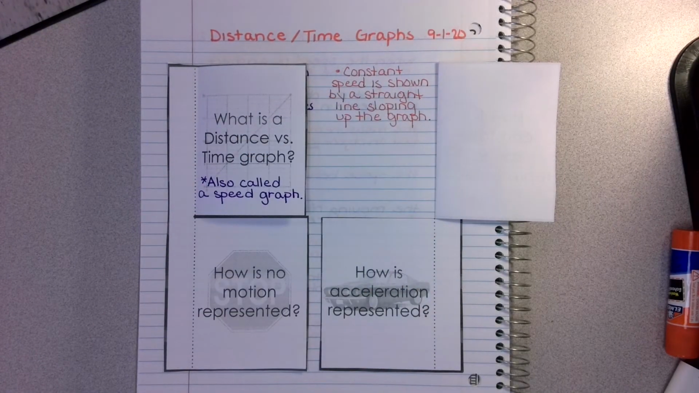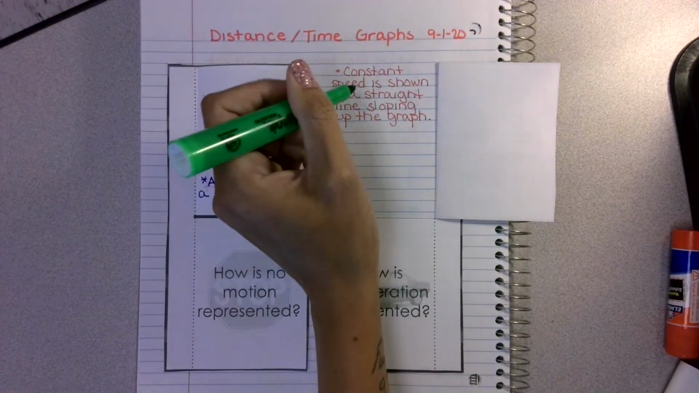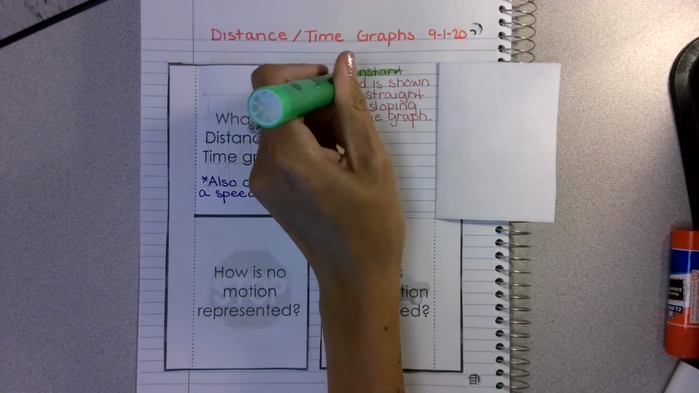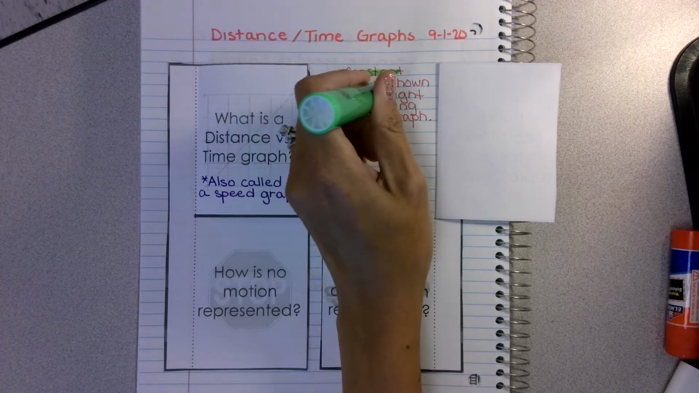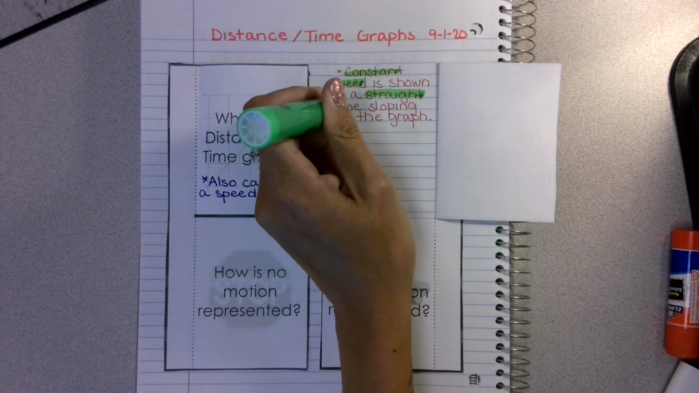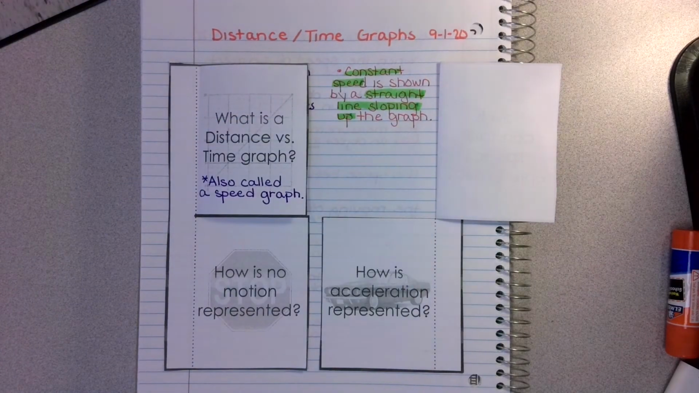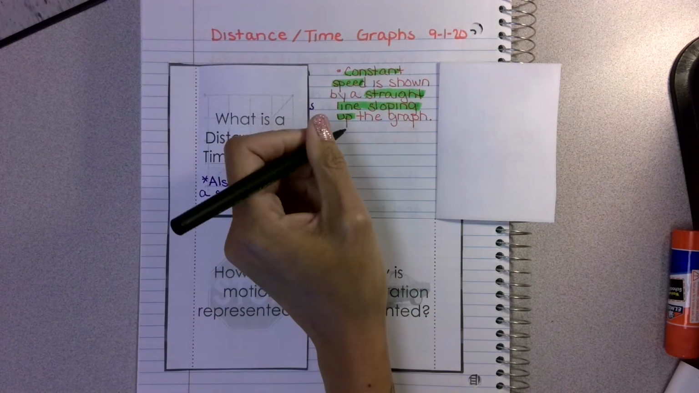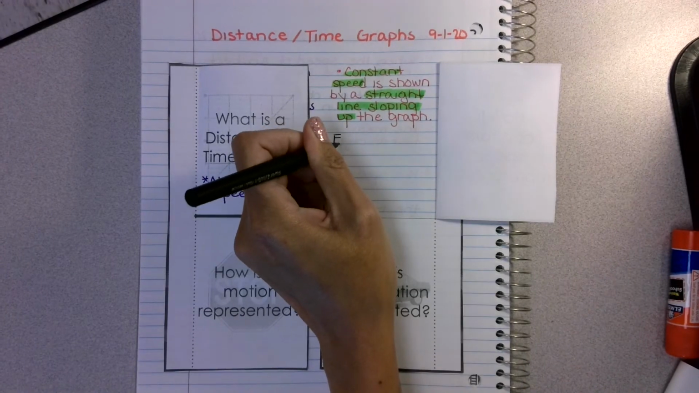Okay. So I really like to highlight or underline or circle words that will help me remember what that means. So for constant speed, you need to remember it's a straight line sloping up. Straight line sloping up. That will help you remember what it looks like on the graph, because you will see that on one of your quizzes. So here's an example.